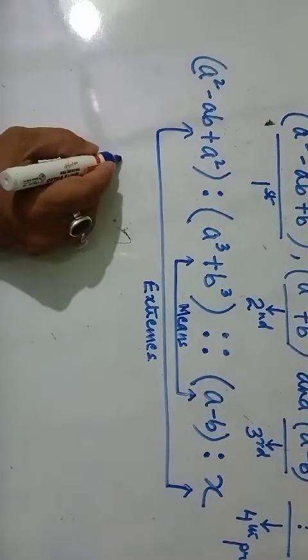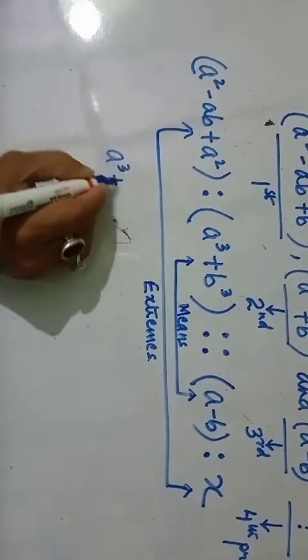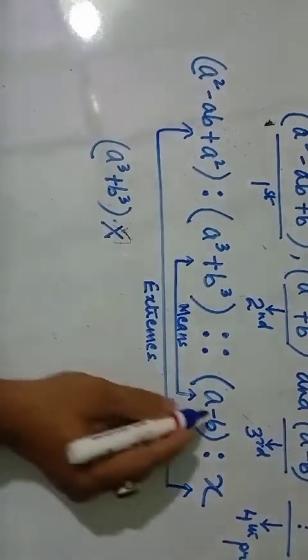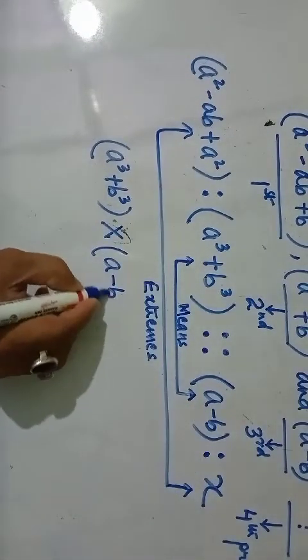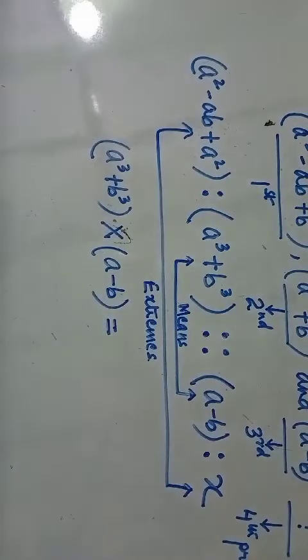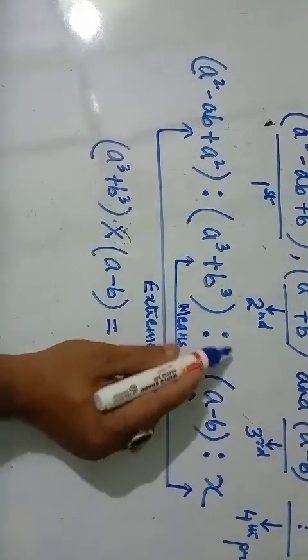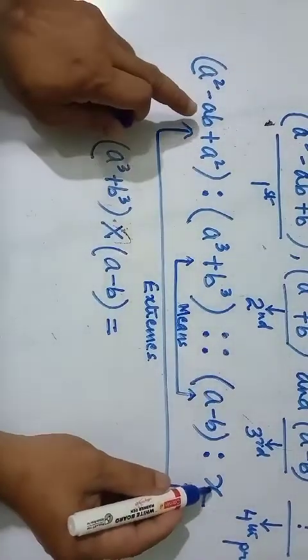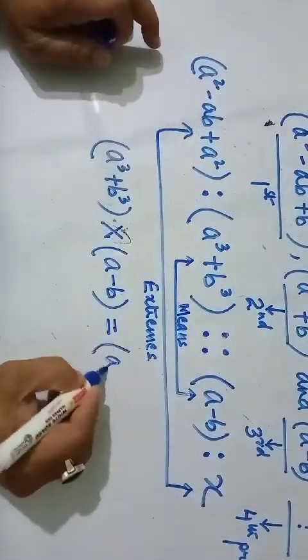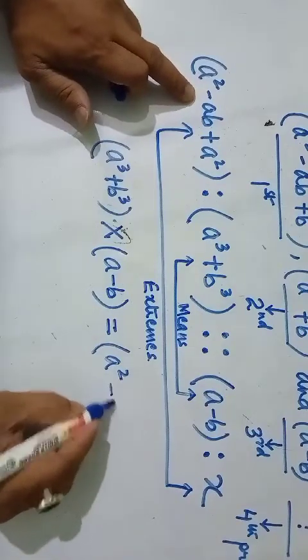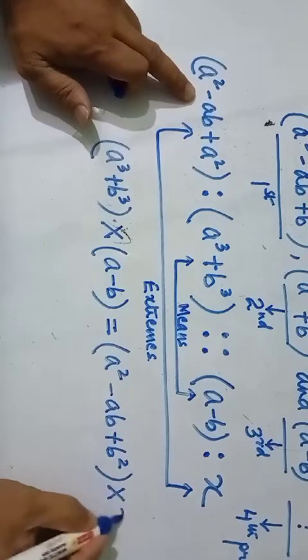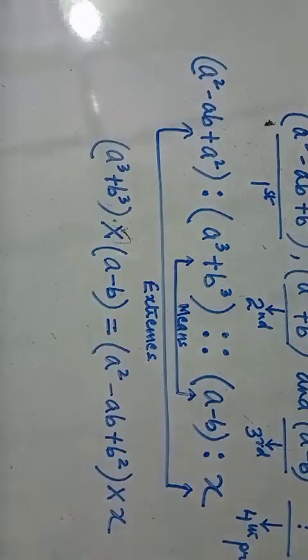So product of means basically is this mean multiplied by this should be equal to, because the meaning of this symbol is nothing but equal to. So you have product of the extremes. So this time the extremes, first extreme is this extreme, so you write this plus this into x.